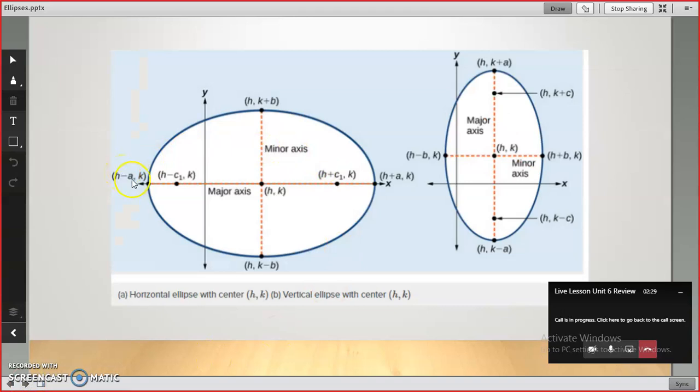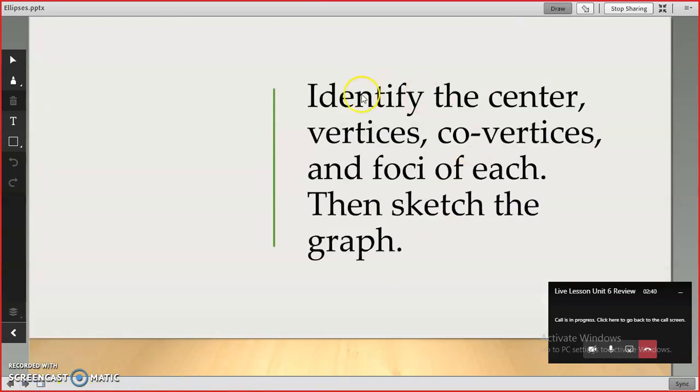Again, same picture, except I have the center, not the vertex, excuse me. The center is not at 0, 0, so I have an h, k this time. All right, so for the following problems, we're going to identify the center, the vertices, the co-vertices, and the foci, and then we're going to sketch a graph.